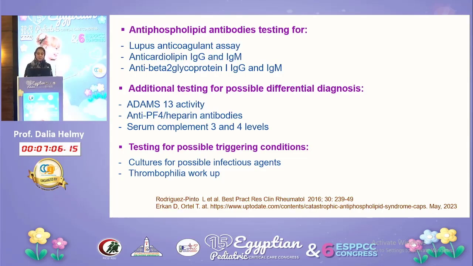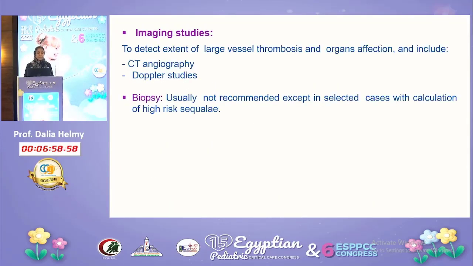And testing for possible triggering factors, and never forget the thrombophilia workup, in communication with our hematology colleagues, and imaging studies tailored to the presentation of the patient, such as CT angiography, like in this patient, and Doppler studies. Concerning biopsy, it's not at all recommended except in selected cases, with calculation of the high-risk sequelae. So the item of histopathological confirmation of non-inflammatory small vessel occlusion is actually never applicable in the acute setting of the disease.